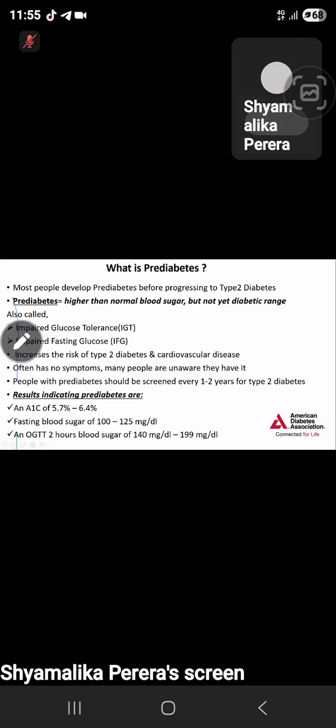So these are the ranges of results indicating pre-diabetes. HbA1c 5.7 to 6.4, fasting blood sugar 100 to 125, OGTT 2-hour blood 140 to 199. So if you receive a report like this, you should screen that person every 1 or 2 years to prevent the complications of type 2 diabetes and cardiovascular disease.